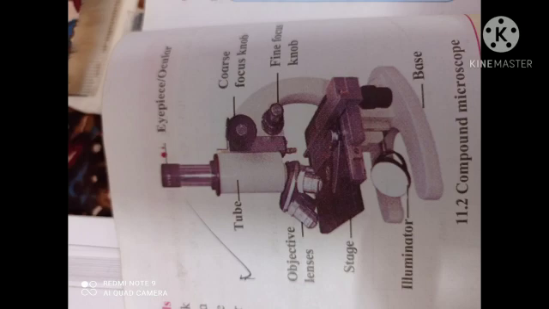Cells are extremely minute in size. We cannot see them with our naked eyes. Micrometer and nanometer are the units used to measure their size. The compound microscope is used for observing cells.